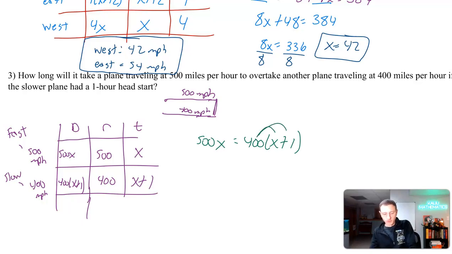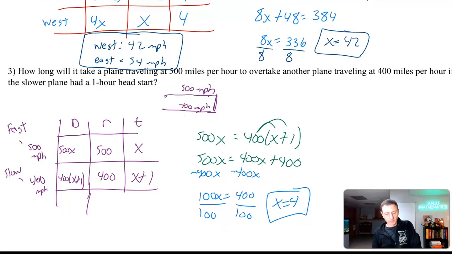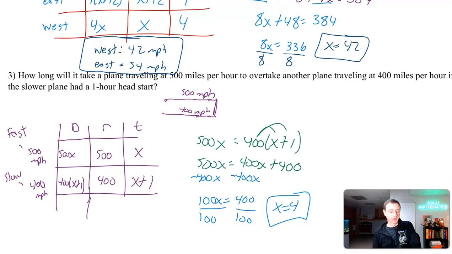Distribute, so 500x equals 400x plus 400. And then I'm going to subtract 400x. So I get 100x equals 400, divided by 100, x equals 4. So it looks like we get an answer of 4 hours for the slow plane, or sorry, 4 hours for the fast plane to catch up.